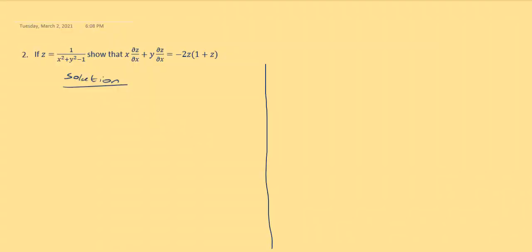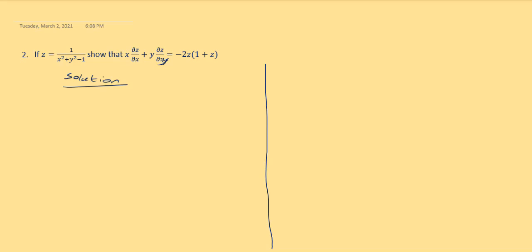The second question says that if z is equal to x dz dy dx plus y dz dx, we should show that x dz dx plus y dz dy, not x, this is supposed to be y dz dy, is equal to minus 2z times 1 plus z.